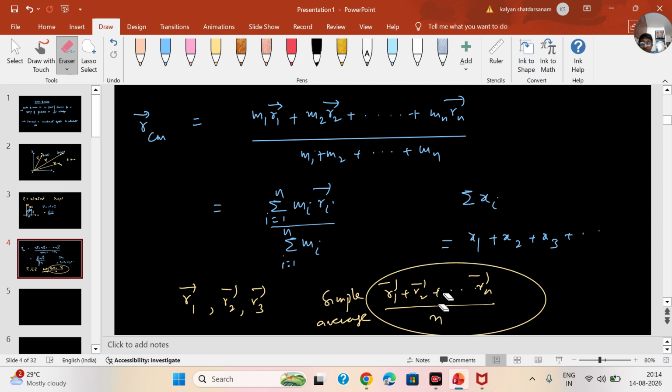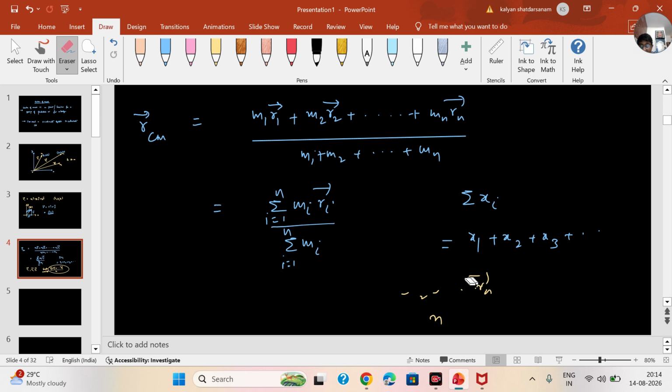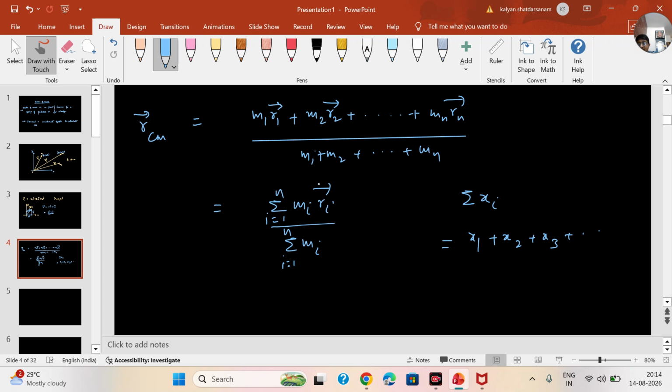But center of mass is not a simple average. It is much more complex. So how are we calculating center of mass? See what we are doing. You are not just adding r1 plus r2 plus r3 divided by n. Rather, you are multiplying each position with the mass that is located there. That means you are giving importance to a position based on the mass that is located there. If more mass is located at a certain position, then that position is given greater importance. Giving importance is called giving weight or weightage.